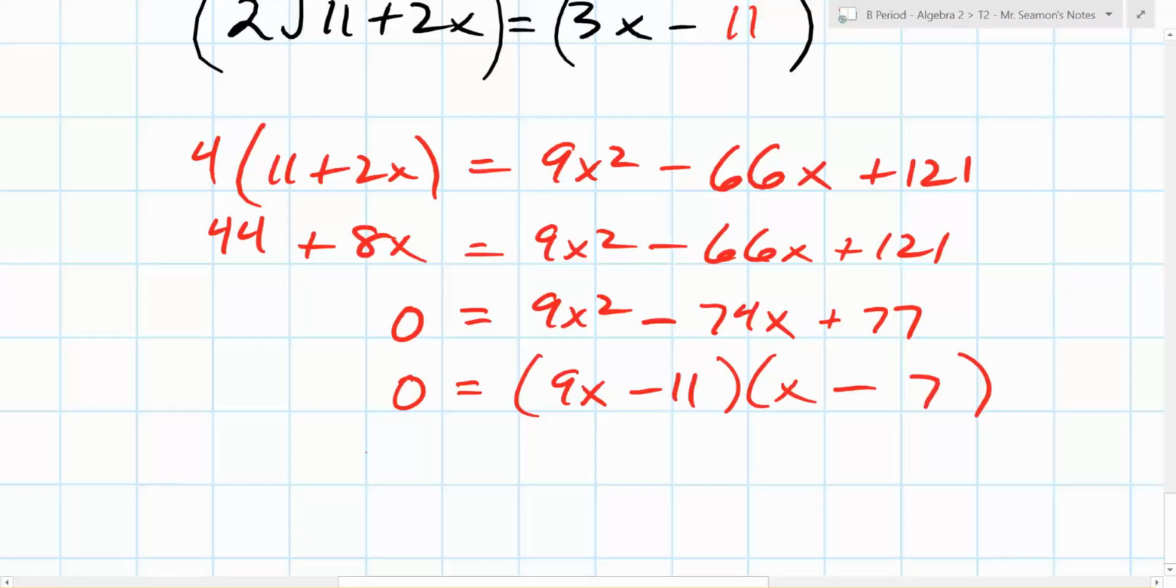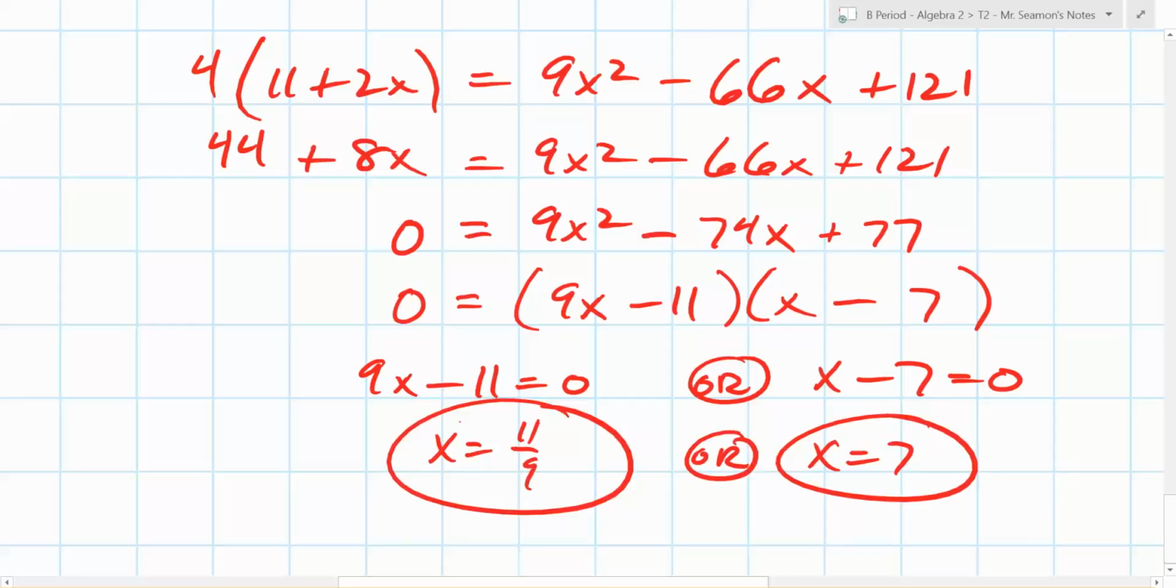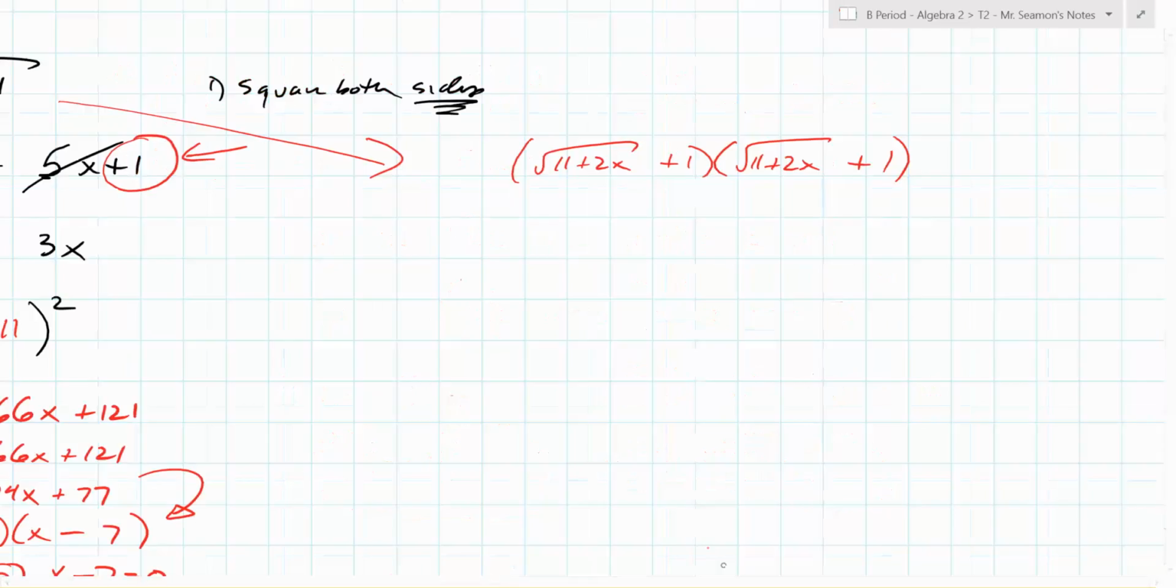63. Yep, it is. So what does that tell you? The zero product property says that, so what are the two answers? X equals 11 over 9, or X equals 7. And then what do you have to do? Check. We won't do it now, we have to check. Good catch. It seemed a little off. Yes, go ahead. So you multiply those two together, and what do you get?